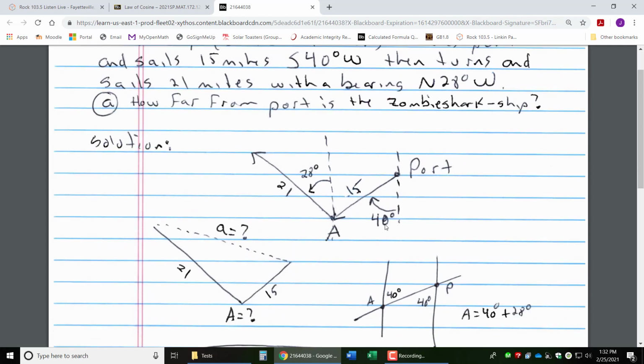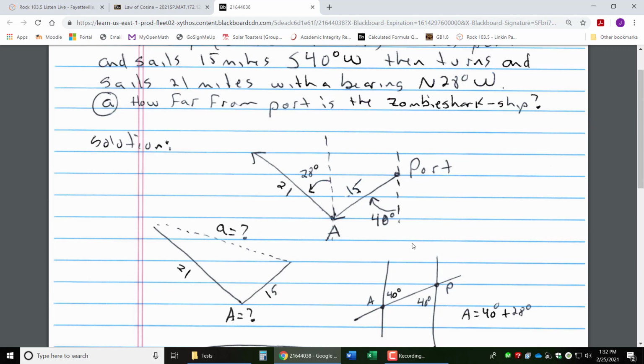Now the 40 is not in the triangle at all, and the 28 is part of angle A, but not the whole part. You can see what we're solving for is the side opposite angle A. We've got the other two sides, so once we figure out angle A, law of cosines, easy peasy.